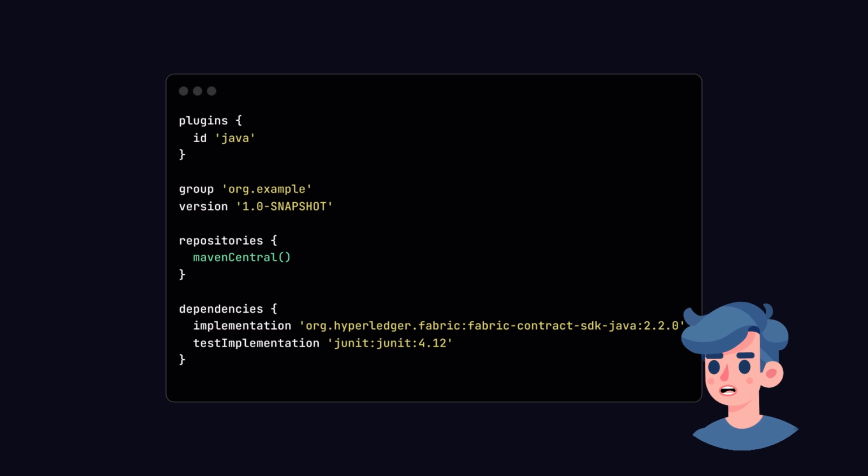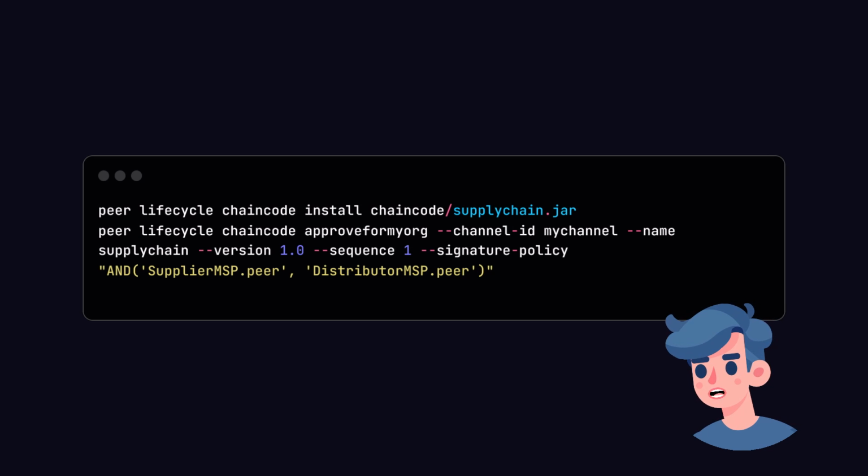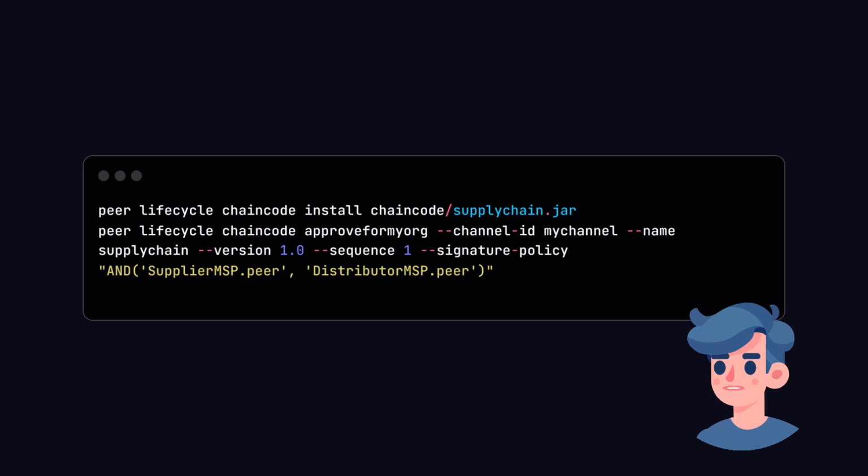We'll create a build.gradle file in the chain code folder to define how to build the project. Next, we will build our chain code by running the following command. Ensure you have Gradle installed on your machine. After building our chain code, we need to deploy it on our Hyperledger Fabric network. To do this, we will create a script to deploy the chain code using the Fabric peer CLI.